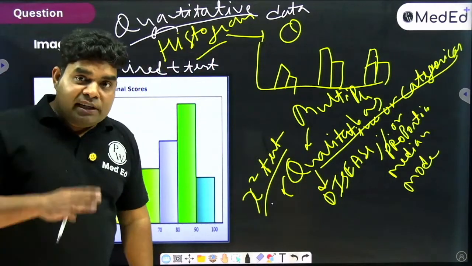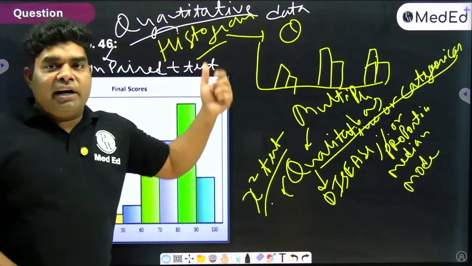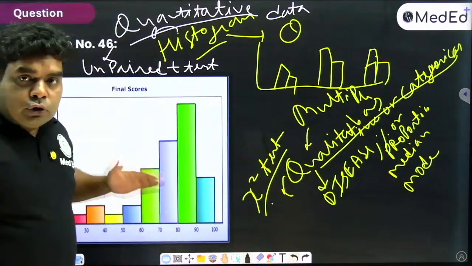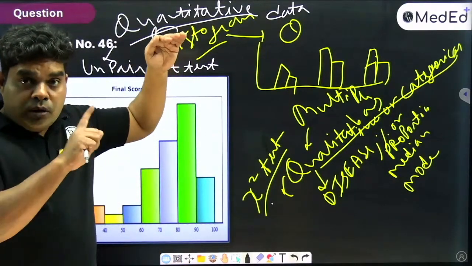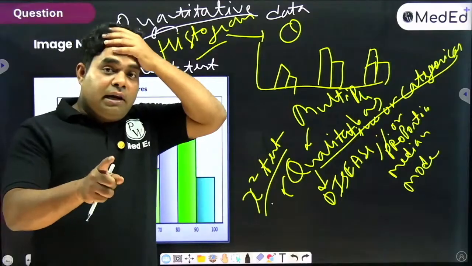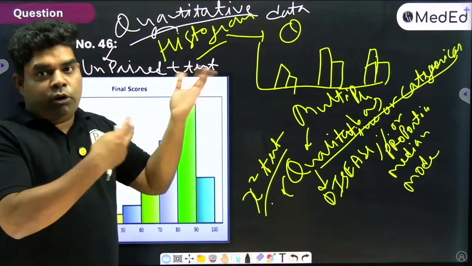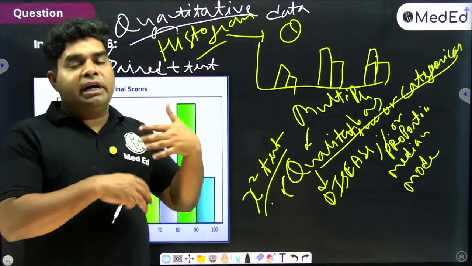And if it is 3 or more groups and quantitative data is there, we apply ANOVA. So paired answer will be: pre-post, before, after, match written and data quantitative. Unpaired: 2 groups, data quantitative. ANOVA: 3 groups or more, data quantitative.